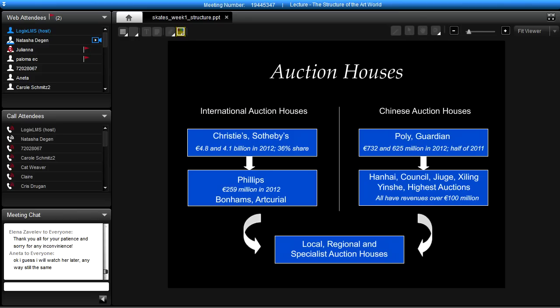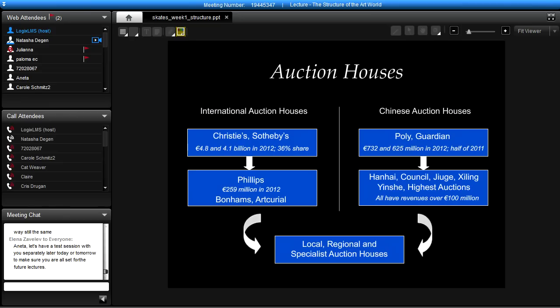Now you'll see I've divided this slide into international auction houses and Chinese auction houses. And this is something I also want to discuss, the rise of Chinese auction houses as a development, both in terms of auction houses and for the international art market as a whole. But first off, looking at the left-hand side, we have Christie's and Sotheby's, and then below them we have Phillips, which was formerly Phillips de Pury, and you can see significantly less revenue, so 259 million euros in 2012.